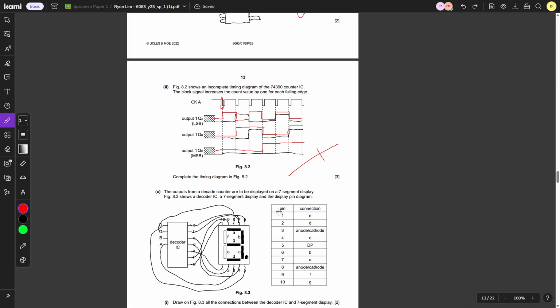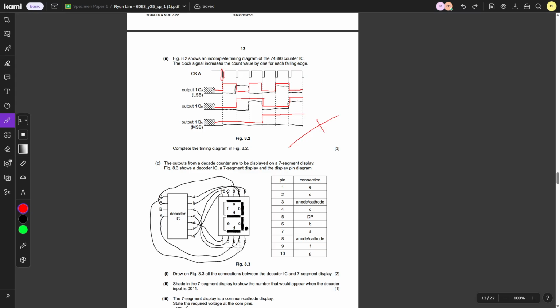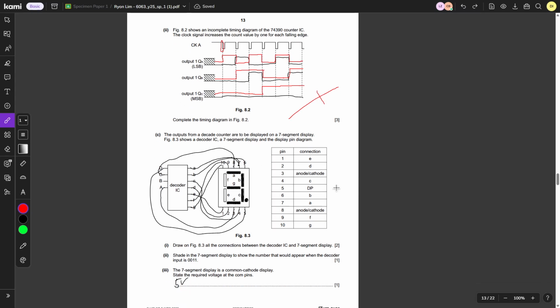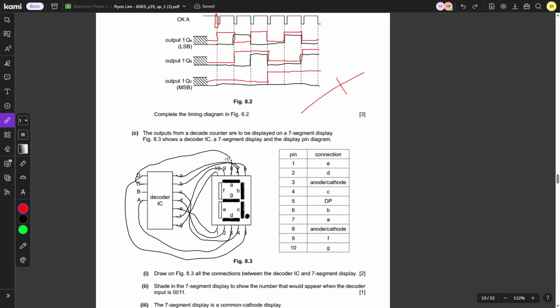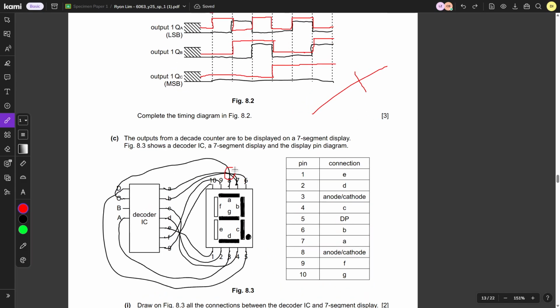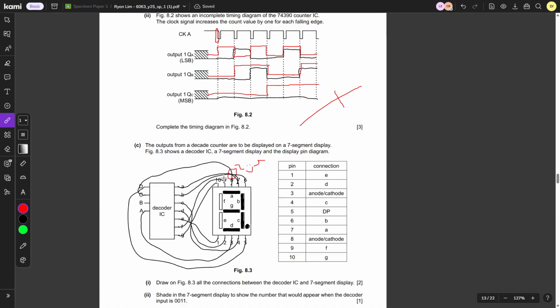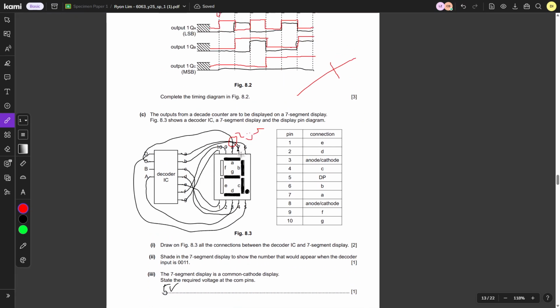Outputs from the decade counter displayed on 7-segment display. Figure 8.3 shows a decoder. 7 segment. Oh, and the pin diagram they give you. Okay, that's quite nice. Draw the connections between decoder and display. Oh, I don't accept this. Okay, look here, guys. Do you see this? I can't tell what wire is what because it all just enters and exits. I can't say if this is correct.